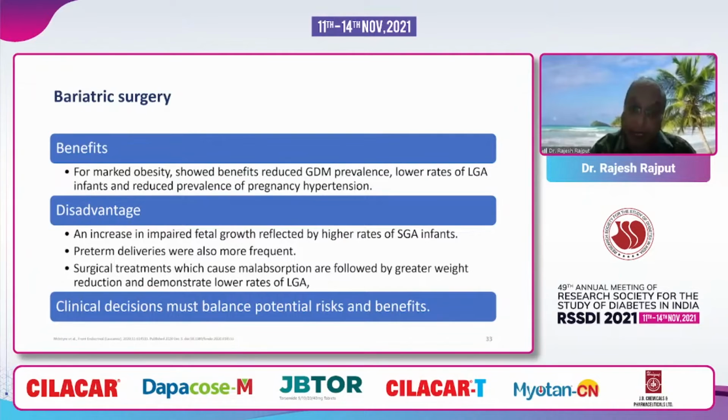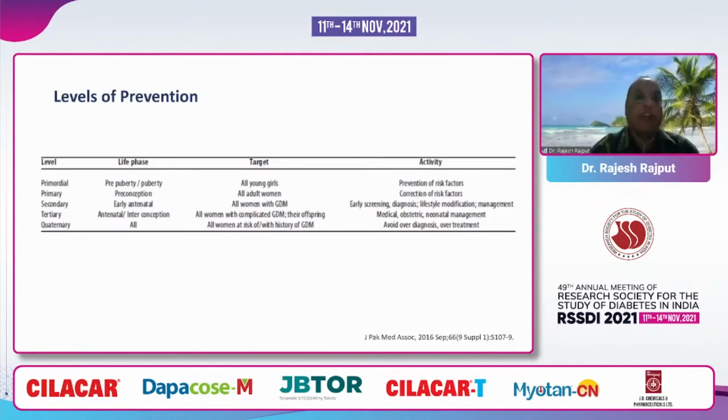But then there are many disadvantages. An increase in impaired fetal growth, reflected by higher rates of short for gestational age infants, higher incidence of preterm deliveries, and surgical treatments which have caused malabsorption and are followed by greater reduction. So definitely we have to be cautious if we are subjecting young unmarried girls and asking them to undergo bariatric surgery, because in future they are going to be married and they are going to have children. So these are some of the issues.